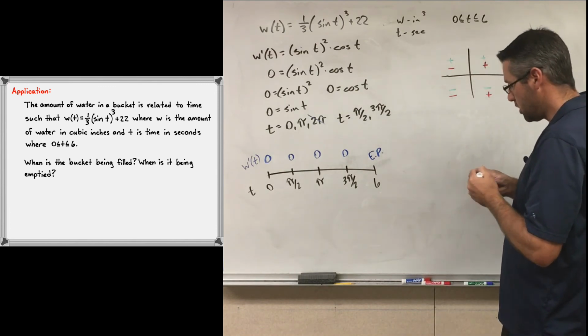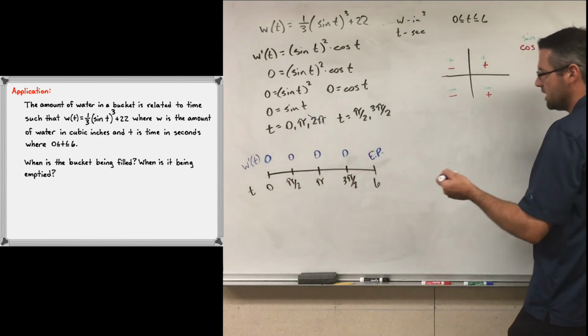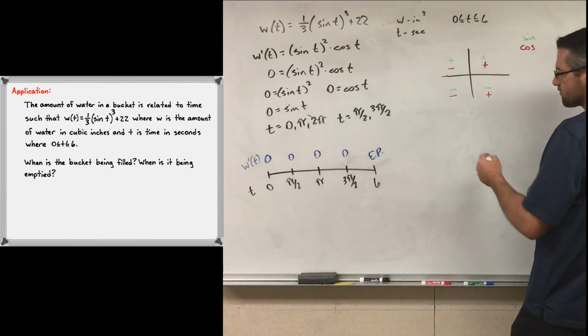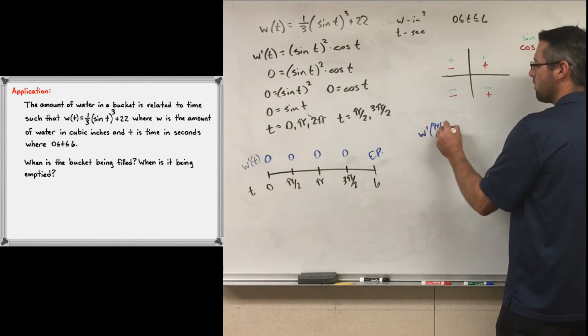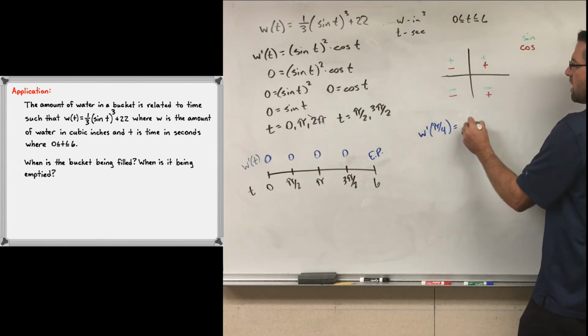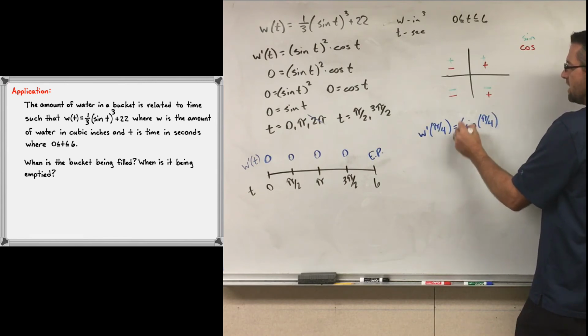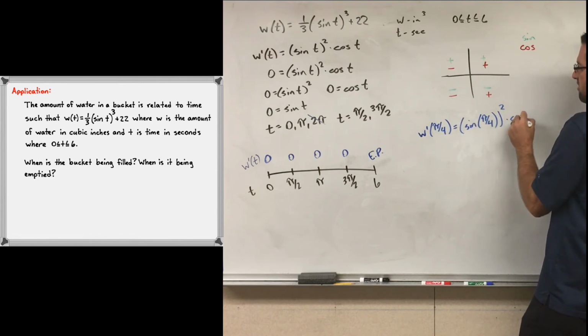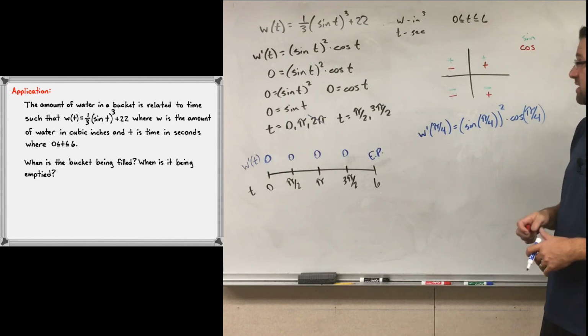Okay? We're going to go ahead and plug in a value between 0 and pi over 2. Let's say we plug in pi over 4. So if I want w prime of pi over 4, well, that's going to be equal to sine of pi over 4, and then all of that squared, times cosine of pi over 4. Now, I don't really care about the numeric value. I only care about the sign.